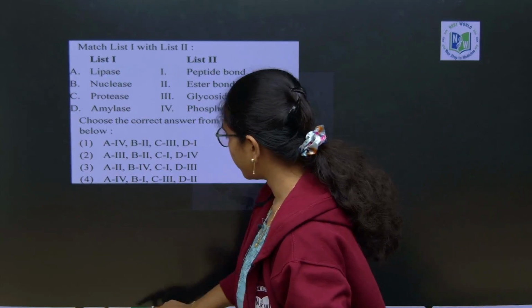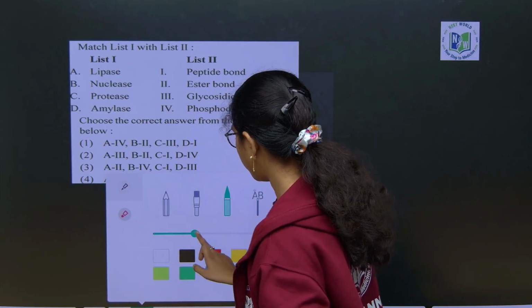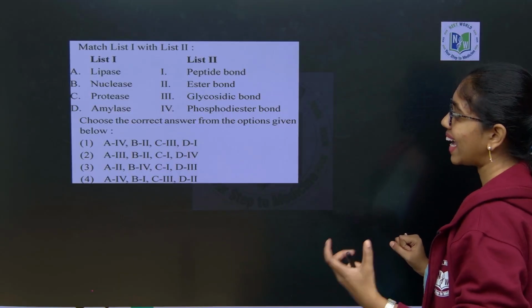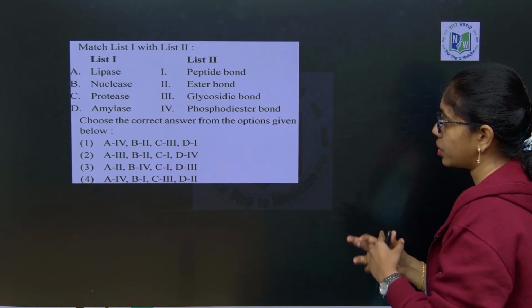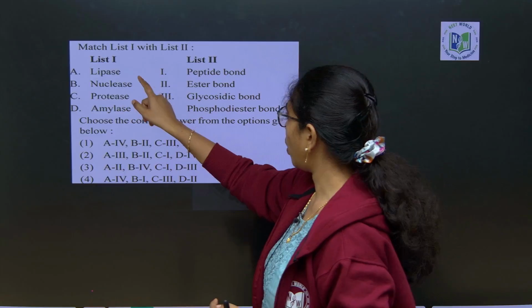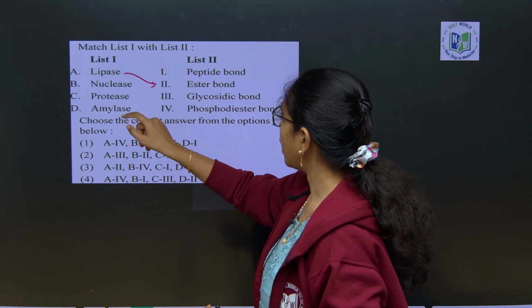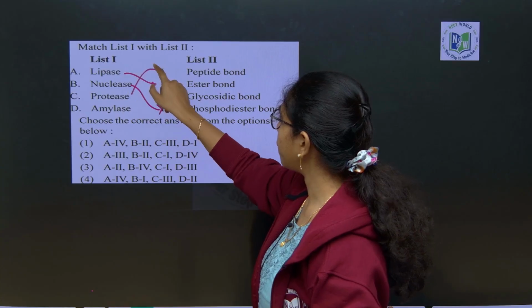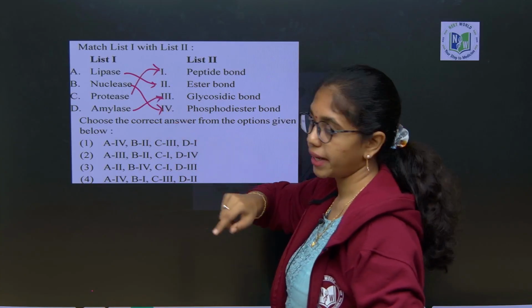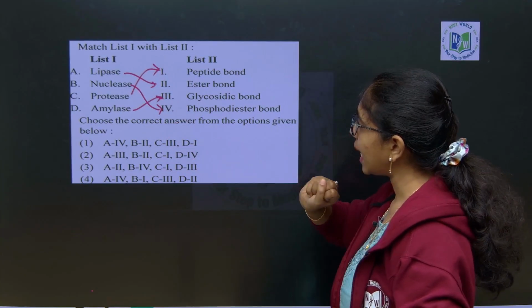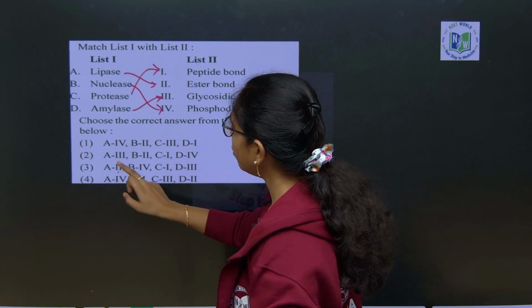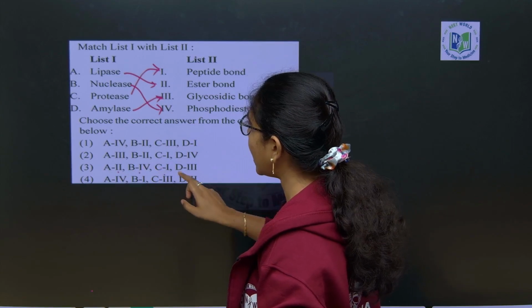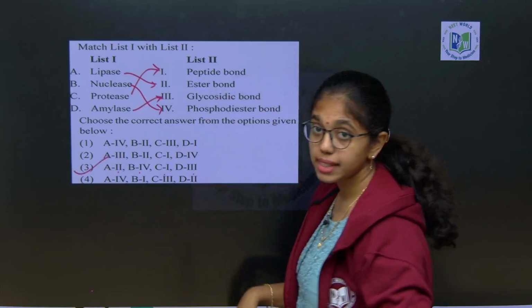Next question. Again, this is from biomolecules, wherein enzymes are given and their bonds are asked. Lipase, ester bond, nuclease, phosphodiester bond, protease, peptide bond, amylase, glycosidic bond. So here what is the answer? A is 2, B is 4, C is 1 and D is 3. Option 3 is the correct answer.